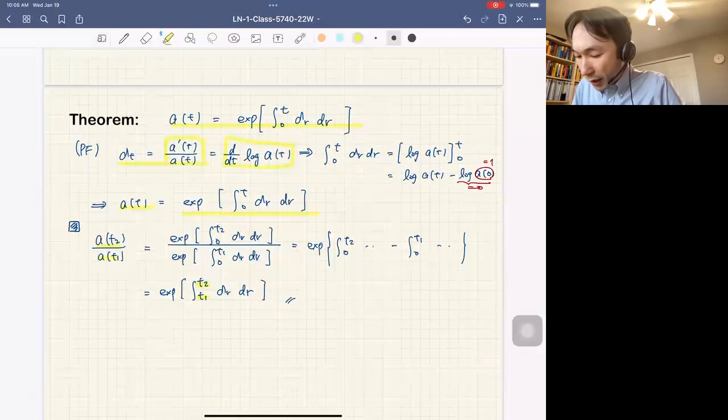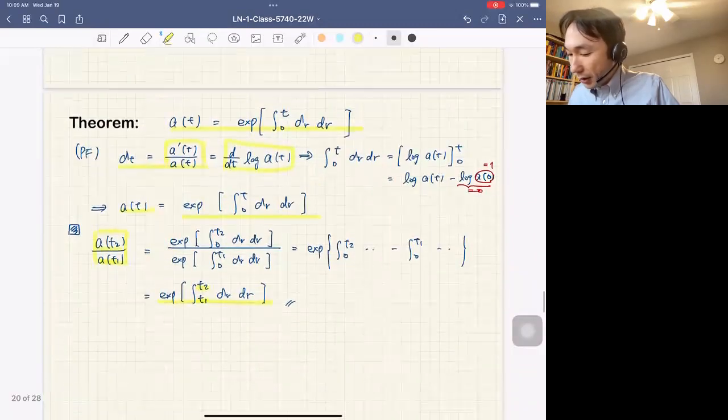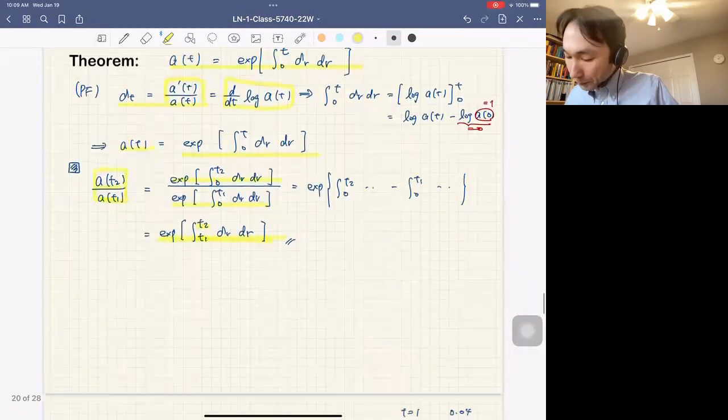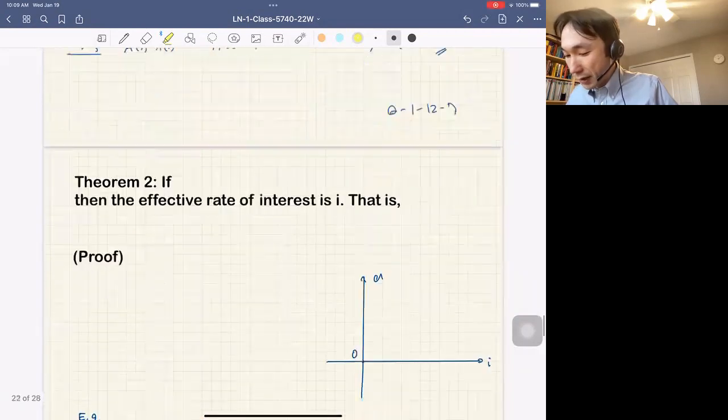And maybe it's more convenient to memorize this one: a of t2 over a of t1. That means how much the amount increased during the time period t1 to t2. So that is the exponential of the integral from t1 to t2 of delta r dr. Anyway, this is the ratio of these two, so immediately you can get this. So it's a corollary of the original theorem. And the last time, we did one example with this.